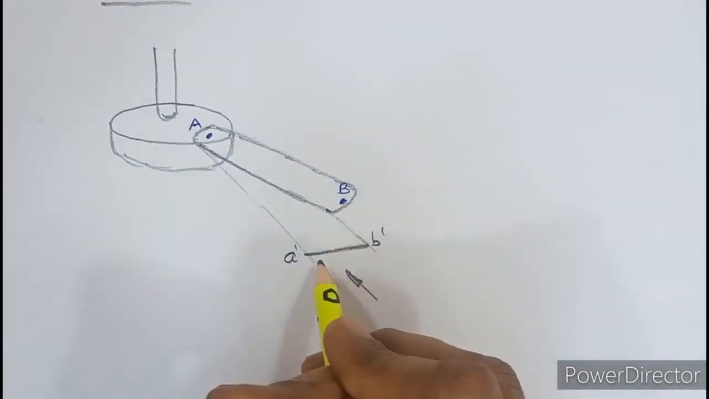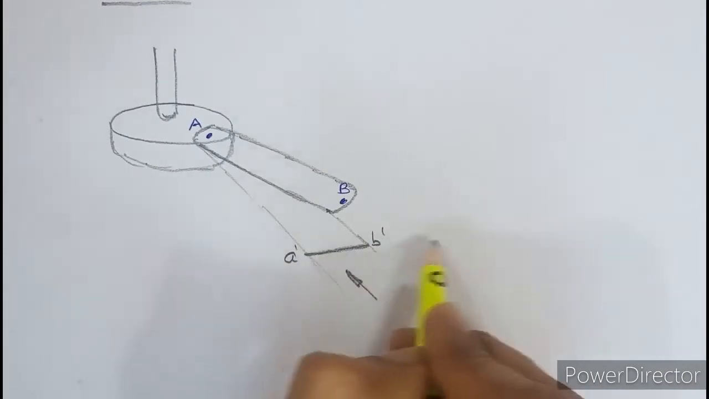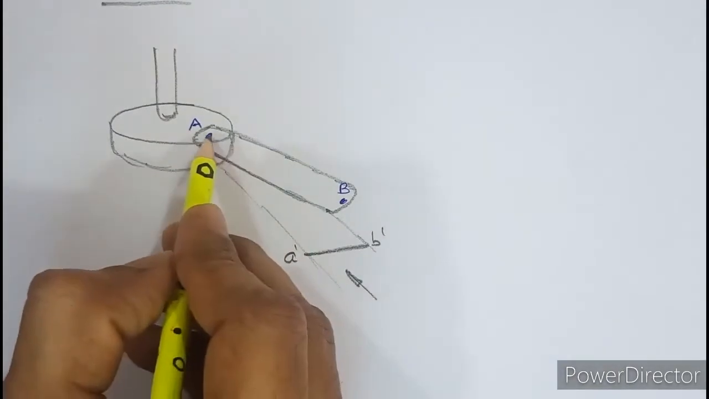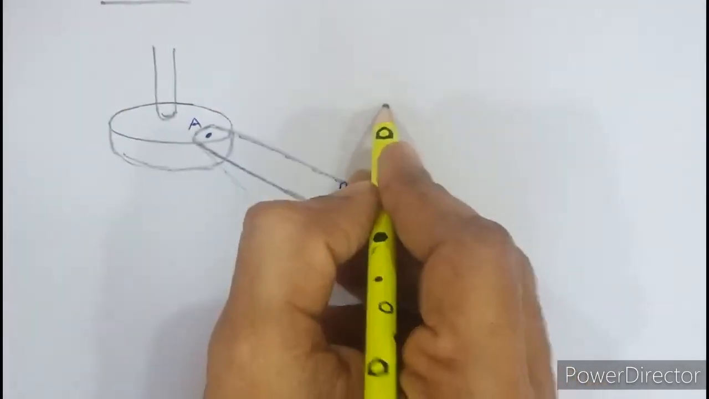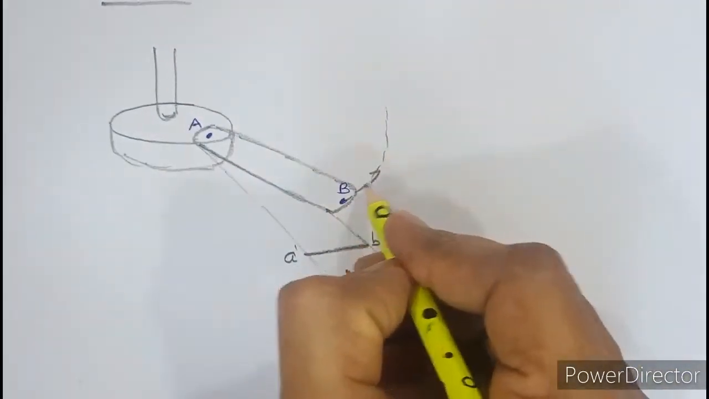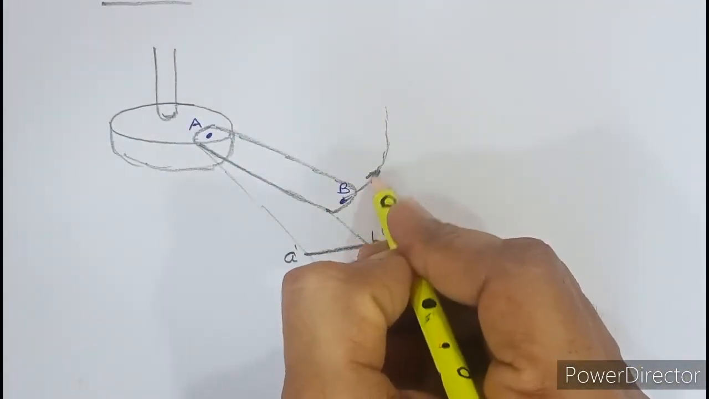So the question is, if I want to see the exact length of the wing, what am I supposed to do? Logical thinking: keep point A fixed and rotate B. So I need to rotate B. Try to visualize, you need to rotate B.